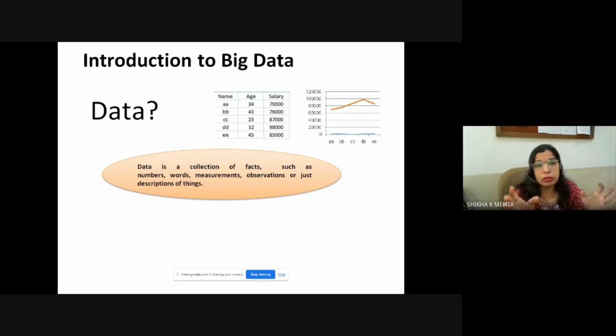So why are we talking about it? What is the difference between the kind of data we had 10 or 20 years back and the data that has been generated in the last 2, 3 years, or let us say the last 5 years? What do you think? What is the difference between the data?